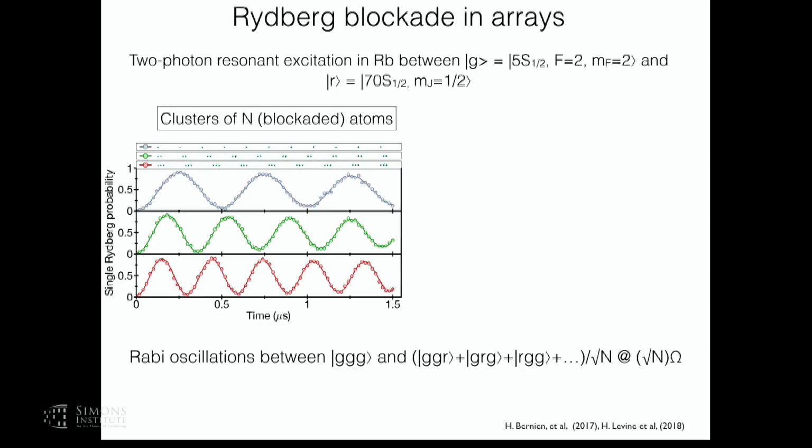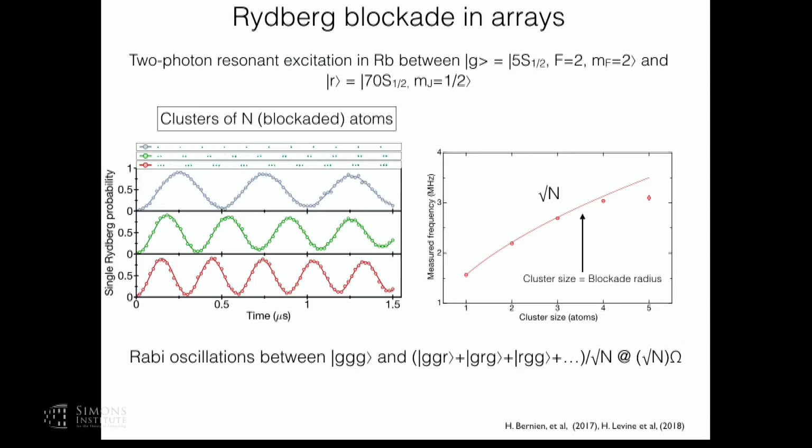In each of these cases, for a single atom you see just normal Rabi oscillations. For two atoms, you also see Rabi oscillations, but you can excite at most one. In this case, we have three atoms, but still you can excite at most one. But what you see is that the effective Rabi frequency changes, and it changes exactly with the square root of n, at least up to the point where you hit the blockade radius. So these are actually the Rabi oscillations between the ground state atoms and the atoms with a singly excited state. Generally, these kinds of superpositions are entangled states.